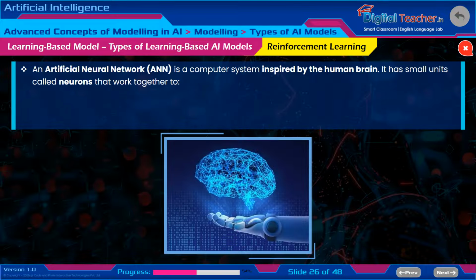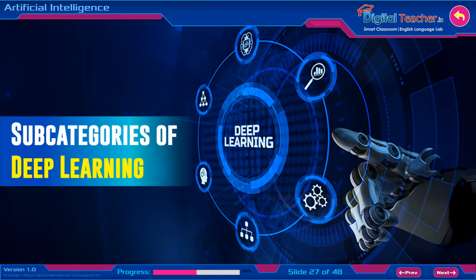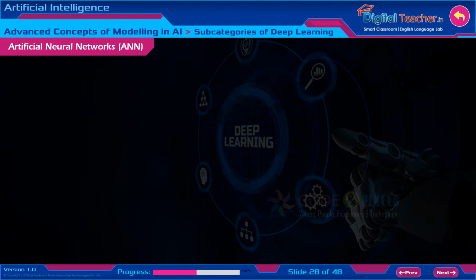An artificial neural network is a computer system inspired by the human brain. It has small units called neurons that work together to learn from data, spot patterns, and make decisions. Subcategories of deep learning. Now, let us learn subcategories of deep learning: artificial neural networks.